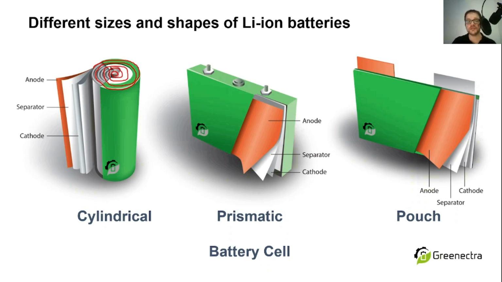The hard metal housing of the cylindrical and the prismatic battery cell give them a better mechanical protection compared to the pouch cell housing, but this protection comes at a cost: weight and volume. So it's not that hard to understand why pouch cells have a benefit in terms of energy per volume and energy per weight.